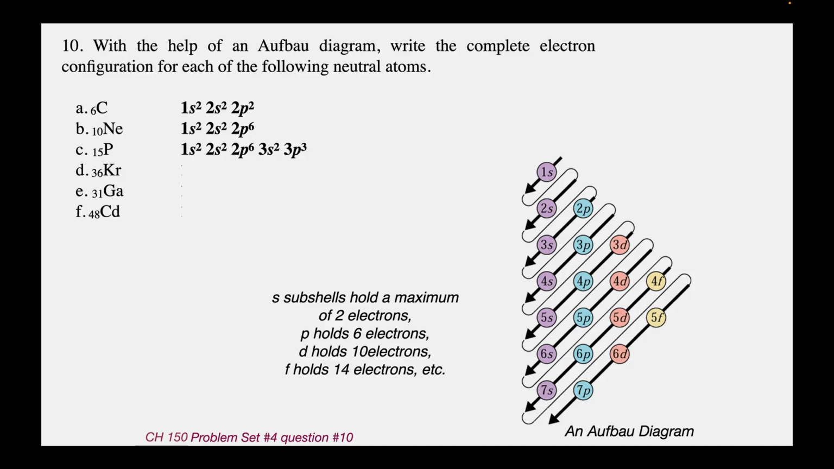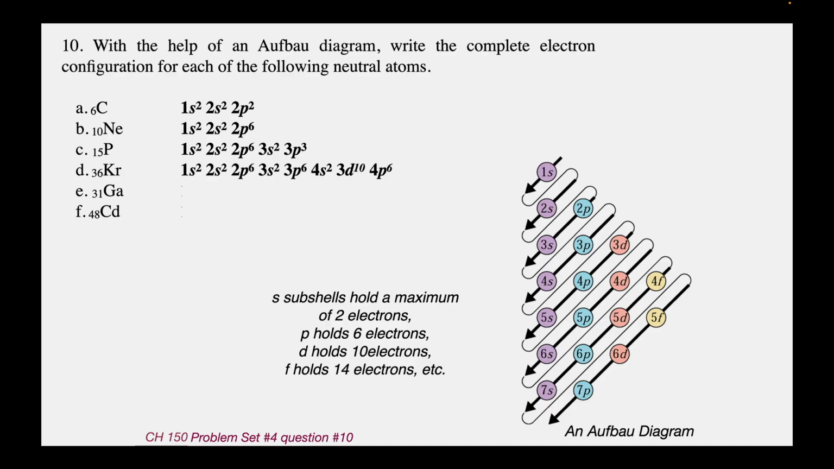Now this is the first time we've seen a d in this problem, but d's hold 10, so that would hold 3d10, and we're still just 6 short, so those last 6 electrons will go in the 4p orbital, so that would be 4p6. So all of this together would be 1s2, 2s2, 2p6, that's the neon core from before, 3s2, 3p6, that gets us to argon, and then finally 4s2, 3d10, 4p6 would be the electron configuration for krypton.